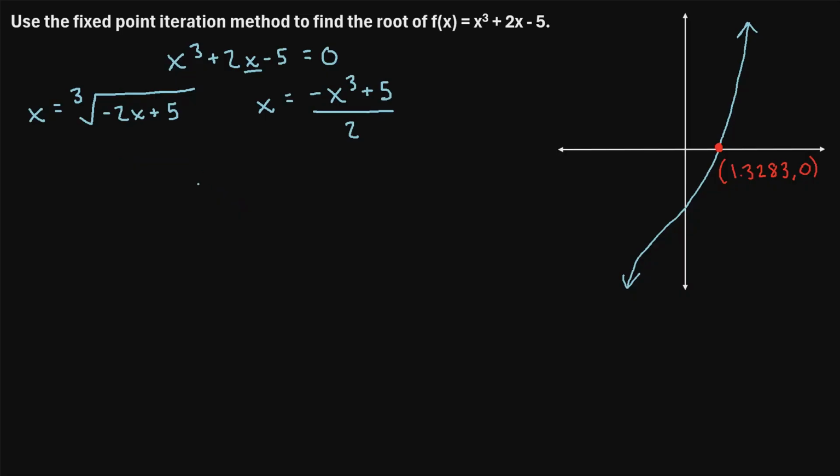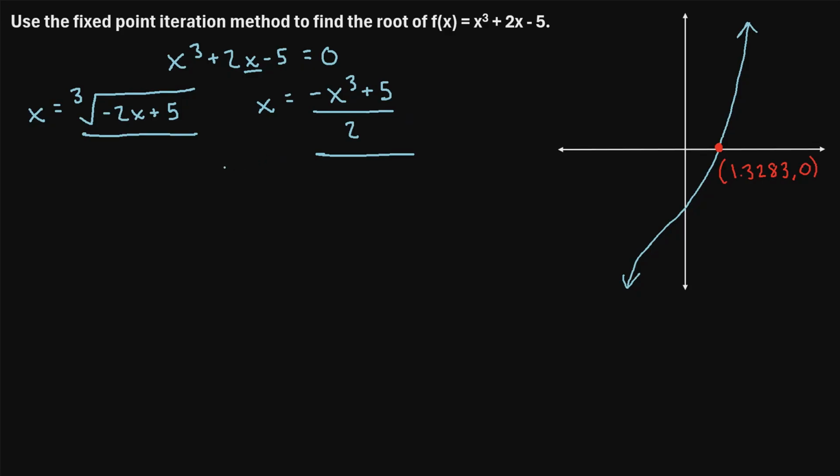So the whole idea behind this fixed point iteration method is that we're going to pick one of these two equations to start with, and we're going to pick an initial x value to plug into the equation, and whatever result we get, we're going to then plug it back into the equation again, and we're just going to keep repeating the process over and over until it looks like we're starting to converge on our root.